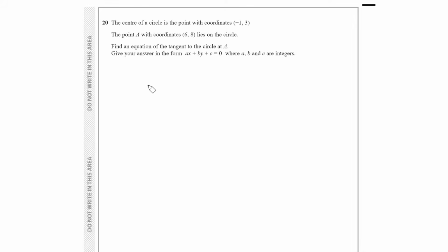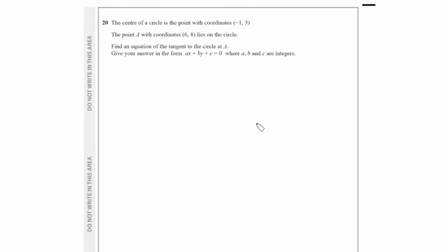Last 2 questions. I think the last one is actually quite nice. The center of a circle is the point with coordinates -1, 3. The point A with coordinates 6, 8 lies on the circle. Find an equation of the tangent to the circle at A. Give your answer in the form ax plus by plus c equals 0, where a, b, and c are integers.